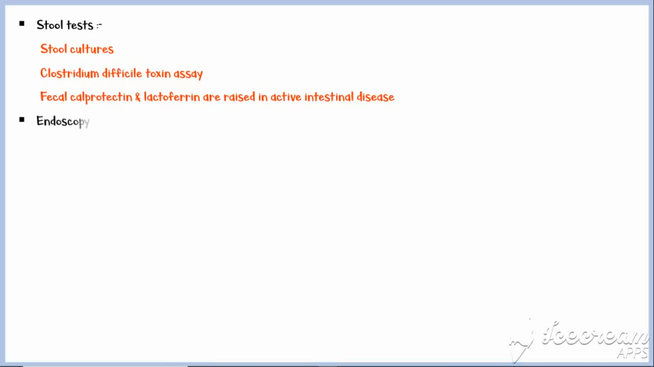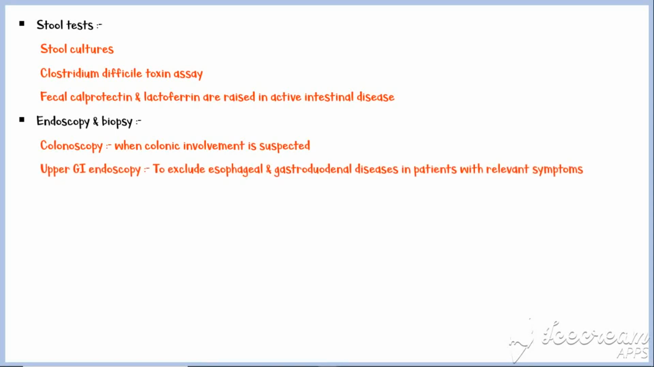Endoscopic visualization and biopsy is essential in patients with suspected Crohn's disease. Colonoscopy is performed when colonic involvement is suspected. Upper GI endoscopy is needed to exclude esophageal and gastroduodenal diseases in patients with relevant symptoms. Capsule endoscopy is also useful, but it only detects mucosal changes.